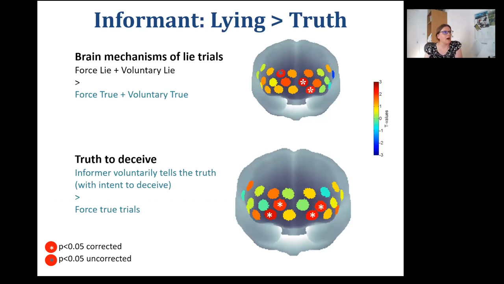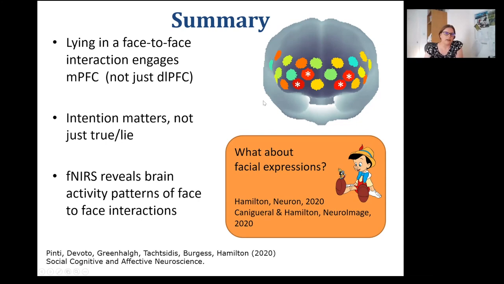If we look at just telling a lie, so any trials with a lie compared to any trials with truth, we get some nice big activations in the prefrontal cortex. And also if you're telling the truth with the intention to deceive, again, we get some nice big activations across prefrontal cortex. We're analysing the data here with a pretty classic trial-based design, just like you would do in an MRI study. But the nice thing is we can see this in both people at once, and we can see it in the face-to-face interaction. So just to summarise, what I've shown here is how we can get data with fNIRS in this face-to-face context. We can see that lying in the face-to-face interaction engages some of these medial areas of prefrontal cortex. It's not just the dorsolateral areas that sometimes come up in the traditional MRI studies.